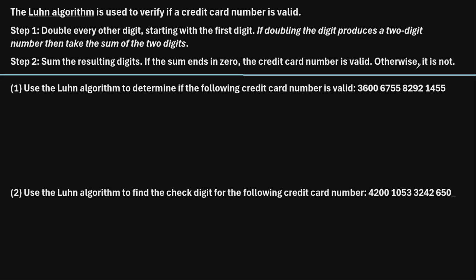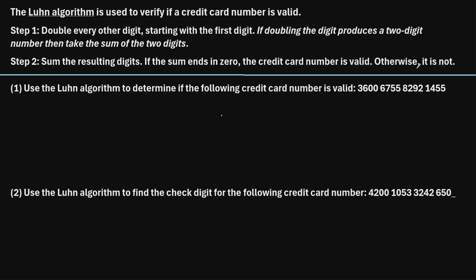In this video, I will show you how to use the Luhn algorithm to verify if a credit card number is valid. This algorithm uses a simple two-step process. Step one is double every other digit in the credit card number, starting with the first digit. If doubling the digit produces a two-digit number, then take the sum of the two digits. Step two is sum the resulting digits. If the sum ends in 0, then the credit card number is valid.